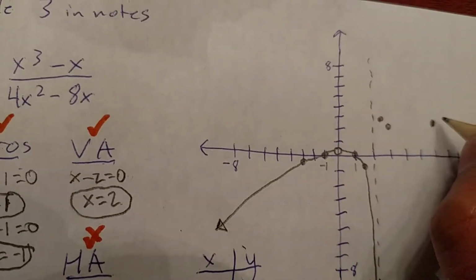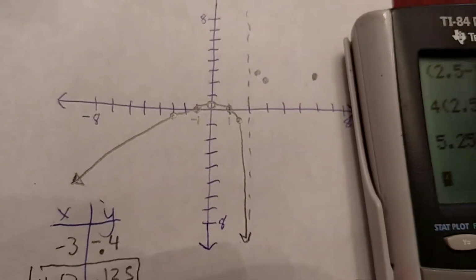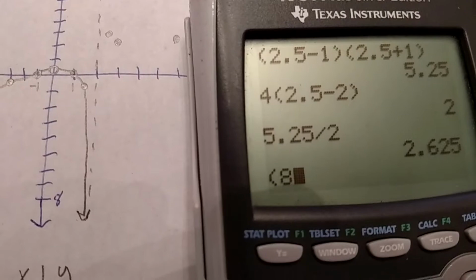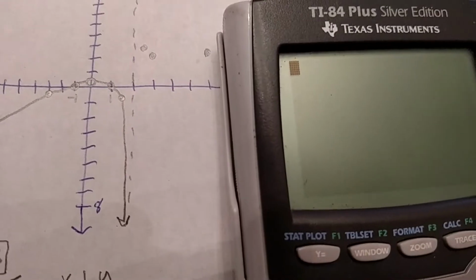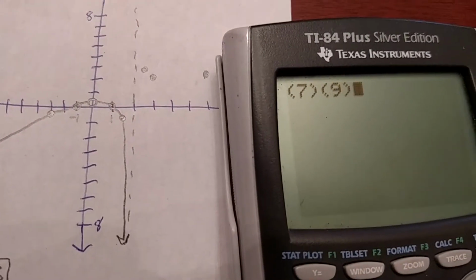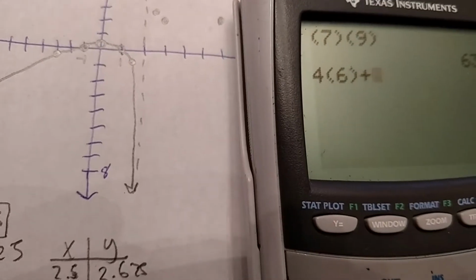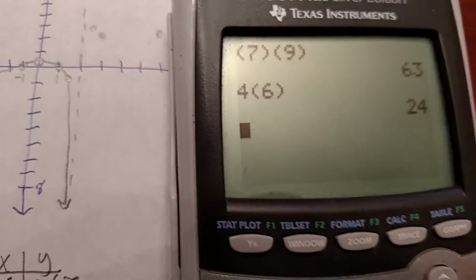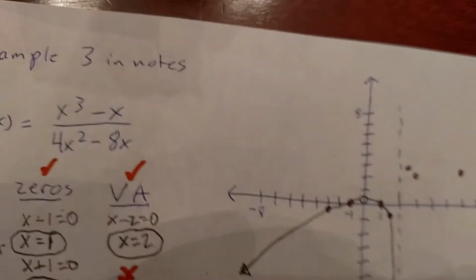I can now pretty much see what this curve is going to do. Okay, but I can actually plug in another one, just to be sure, like one way out there. Let's plug in 8. All right, so 8 minus 1 is 7. 8 plus 1 is 9. Enter. 63 divided by 4 times 8 minus 2, which is 6. That's 24. Okay, so 63 divided by 24 is 2.65.